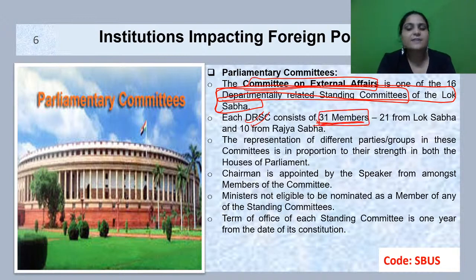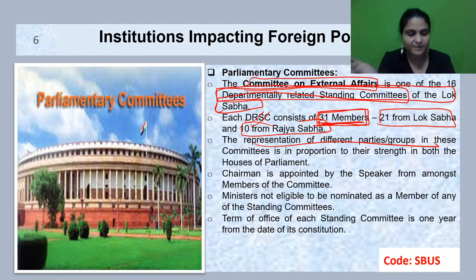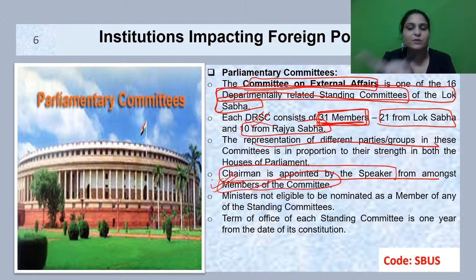All right, it is a given rule. This is how they are formulated. 21 are from Lok Sabha out of these members and 10 are from Rajya Sabha. The representation of different parties or groups in these committees is in proportion to their strength in both houses of the parliament, so that there is an equal representation to each party. The chairman is appointed by the Speaker of the Lok Sabha for this committee from the members of the committee themselves. So no other person becomes the chairman, only one of the members of the committee becomes the chairman.